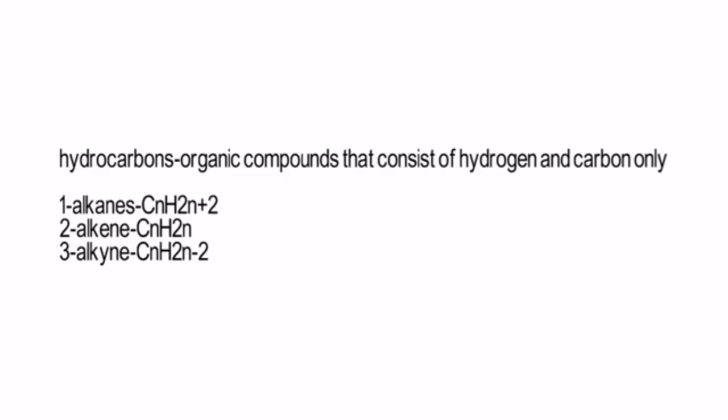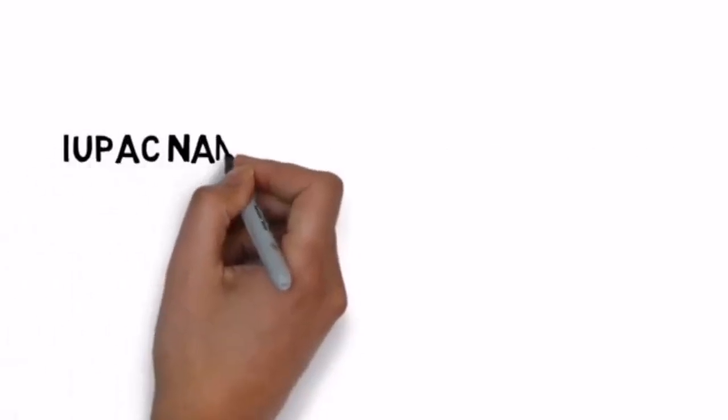So those are the general formulas of these 3 different homologous series. Alkanes is CnH2n+2, alkenes CnH2n, alkynes CnH2n-2. So these are the general formulas. Remember, alkanes, alkenes, and alkynes are known as hydrocarbons. Why? Because they consist of hydrogen and carbon atoms only.